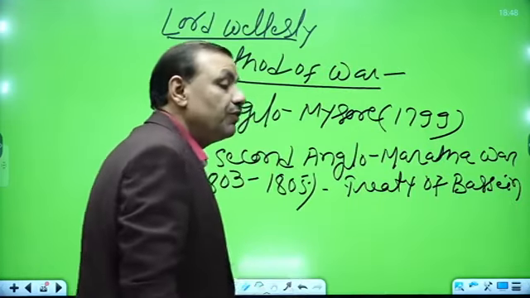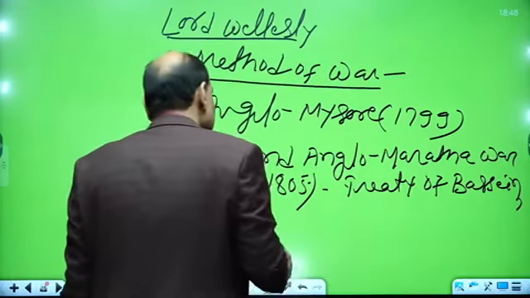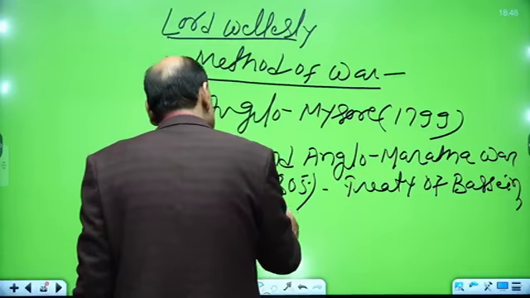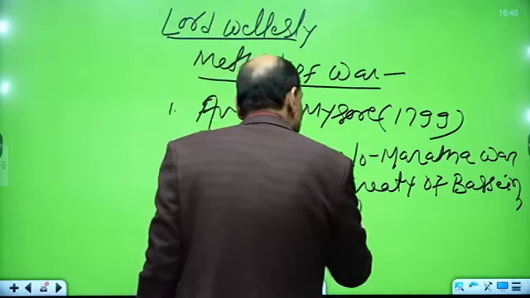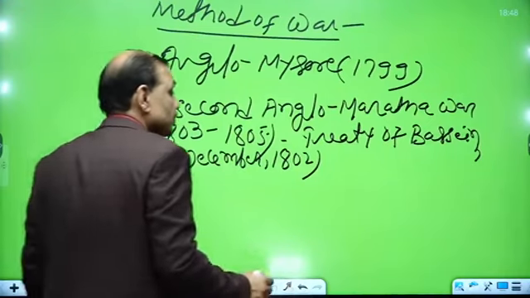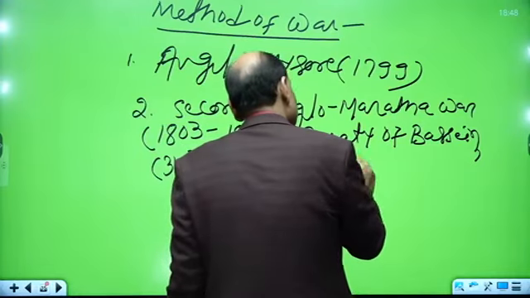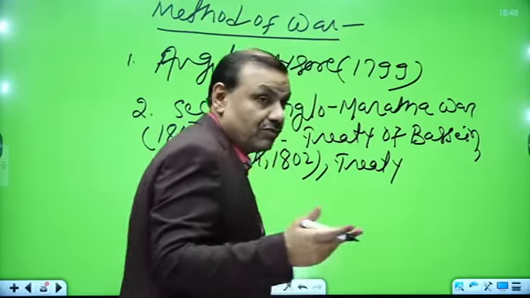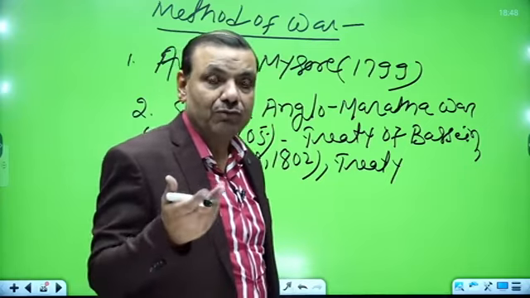It started with the Treaty of Basin. Treaty of Basin means 31st December 1802. Then after the Treaty of Basin, if you like, we can even mention the Treaty of Devgaon and the Treaty of Surji Arjangaon.